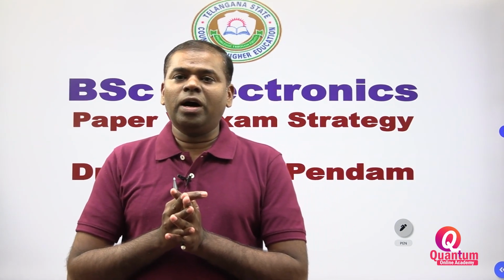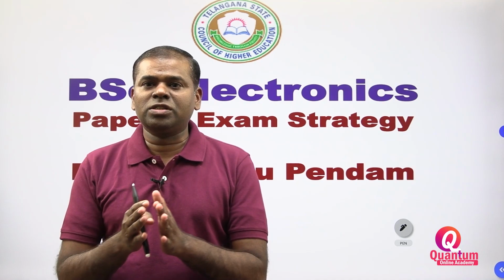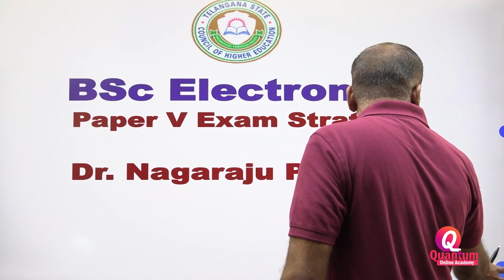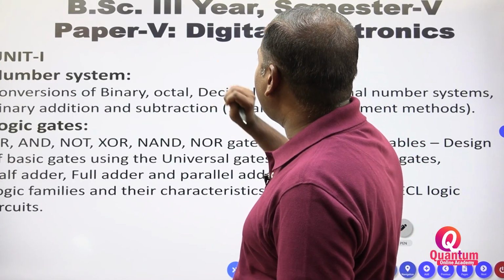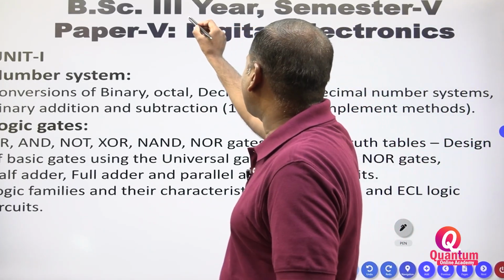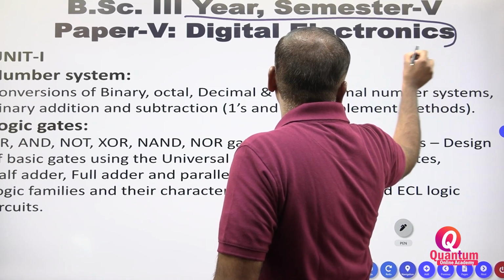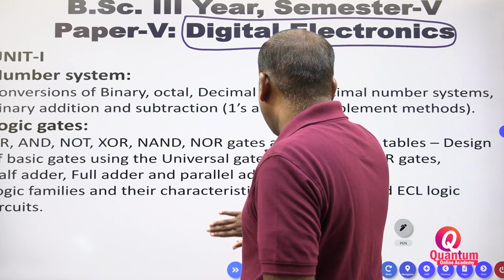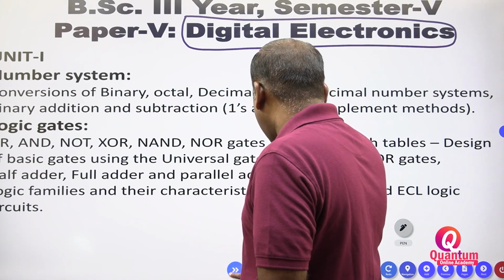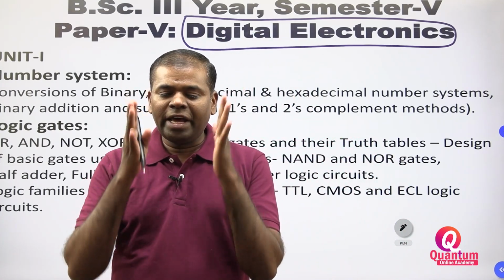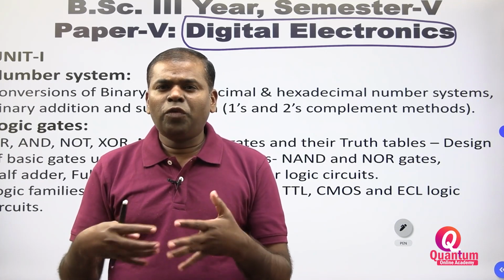Now we have to go to the electronics 5th semester. We will see what the syllabus is and how the expected questions will come in your theory examination. In BSc third year semester 5, the paper title is Digital Electronics. Among all the papers, this digital electronics paper is a very simple paper. Children will like this paper because all the concepts are very simple. So what is the syllabus?